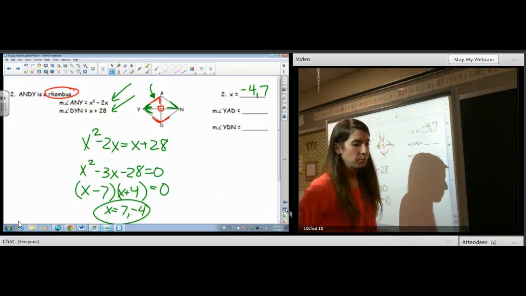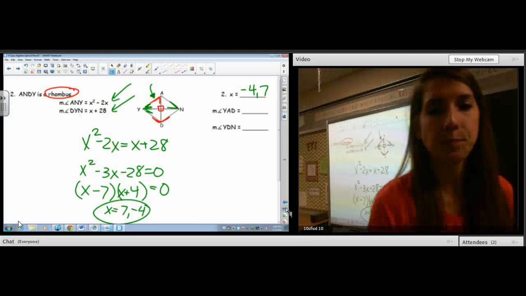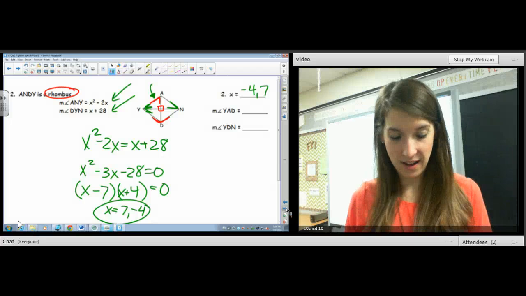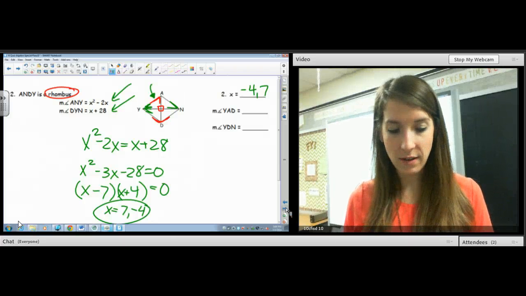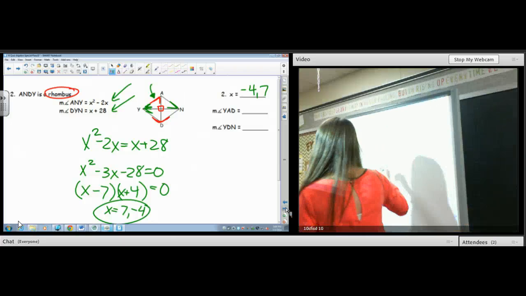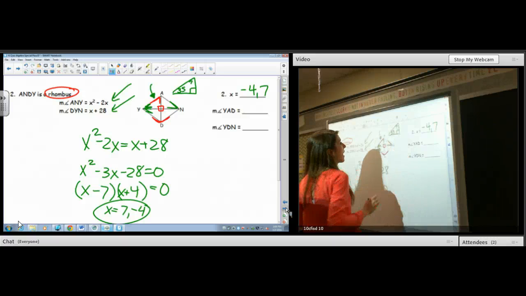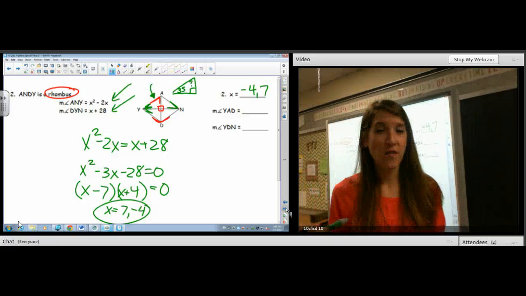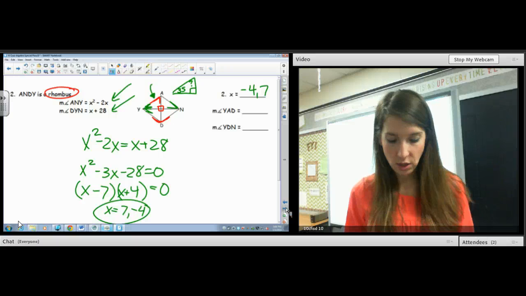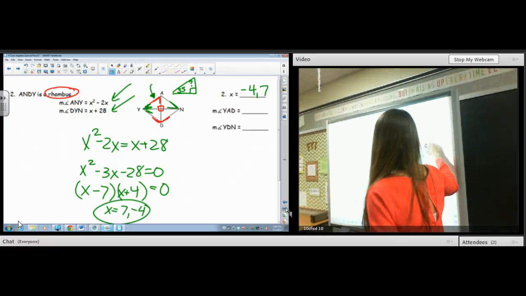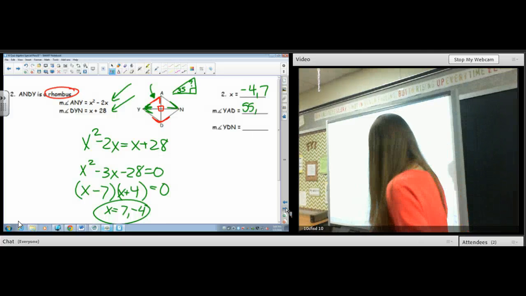So let's plug them in. Let's just do it to the easier one, x plus 28. All right, 28 plus 7, what is it? It's 35. So in this triangle right here, I'm just going to redraw it. This is 35, and I'm trying to find that. So 35 was not your answer. You needed to do 90 minus 35. And so one of your answers is 55.